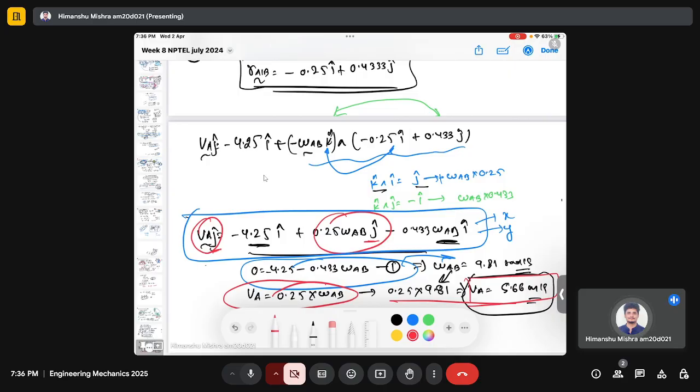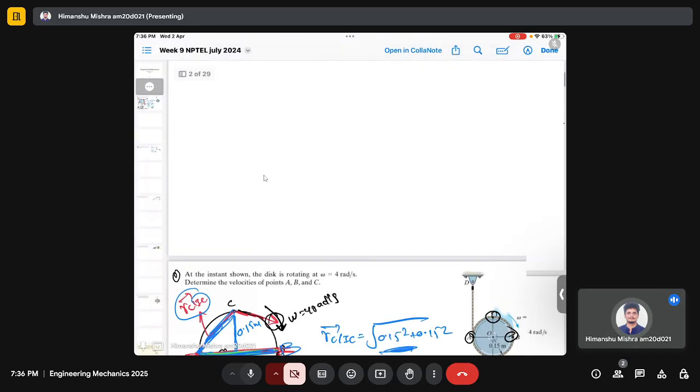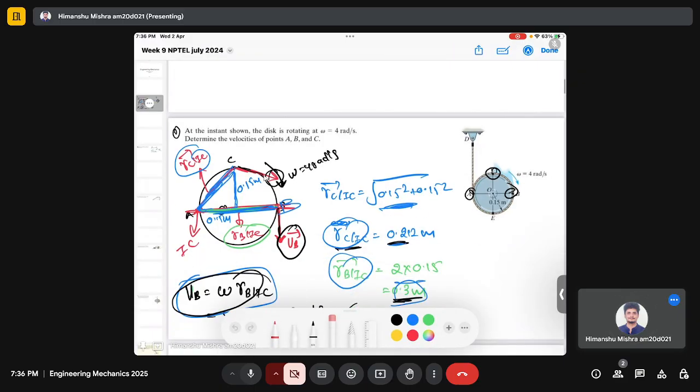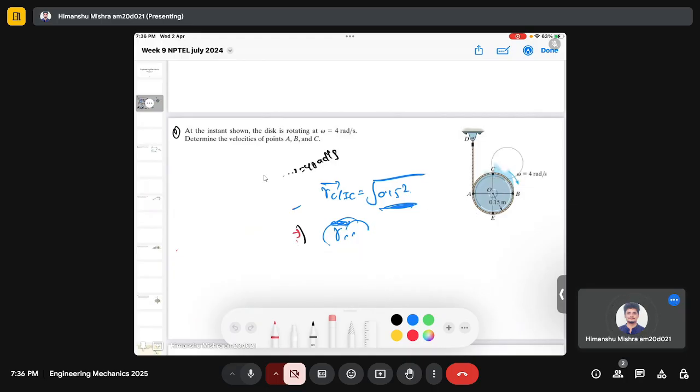So that's it for this topic. Now we will move to our next topic here. I mean, it is almost the same topic. We will be using the same relation, but we will be solving a problem which will be based on instantaneous centers.